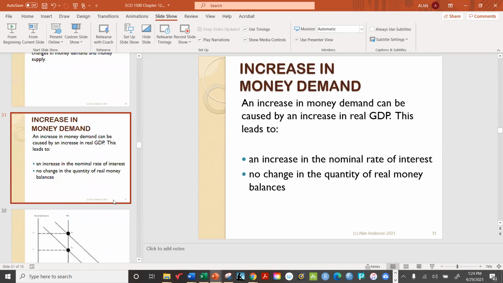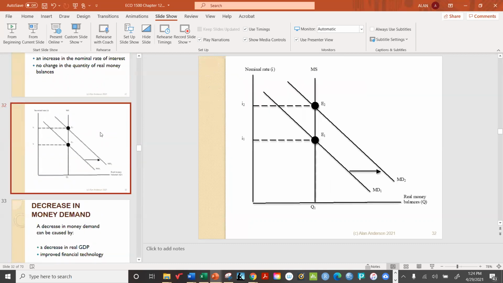An increase in money demand can be caused by an increase in real GDP. People are more affluent, they hold more bonds, and they hold more money. This leads to an increase in the nominal rate of interest, but no change in the quantity of money, because the Fed is not changing the money supply. So in other words, this rightward shift is caused by an increase in real GDP. And you can see the interest rate went up, but the quantity didn't change.